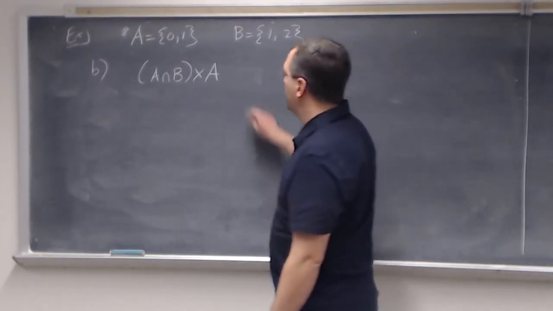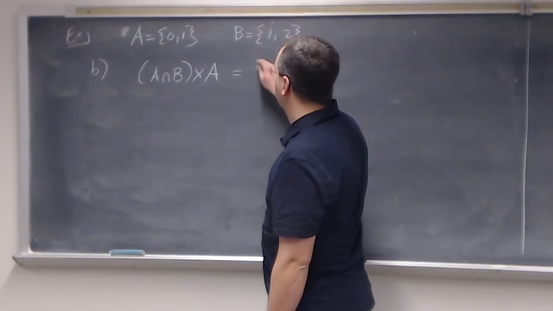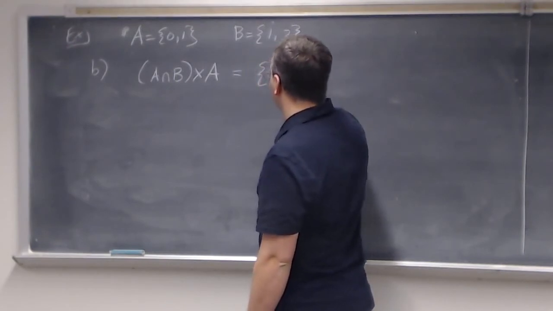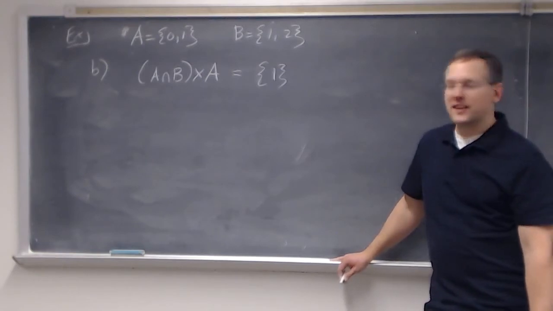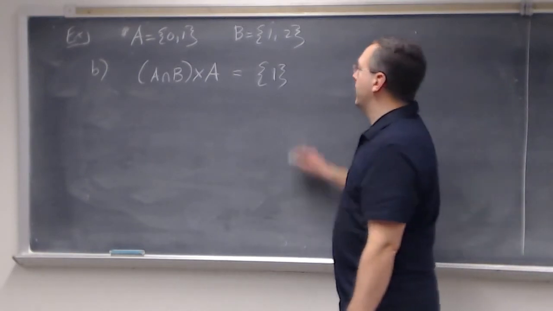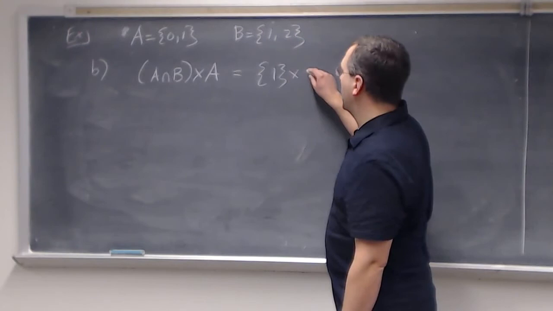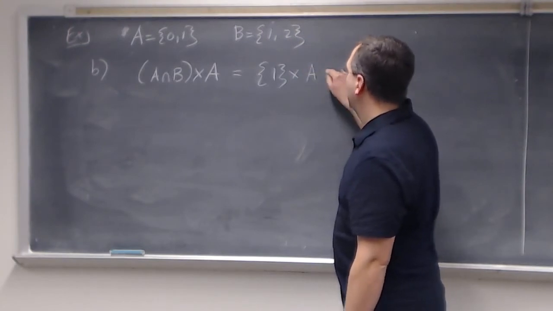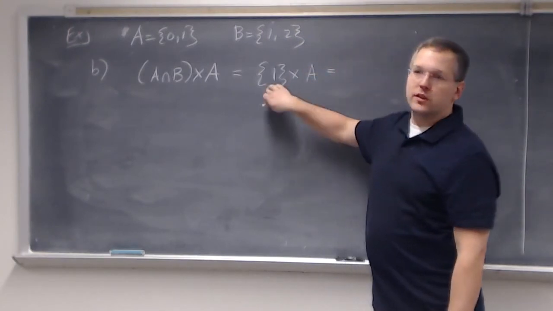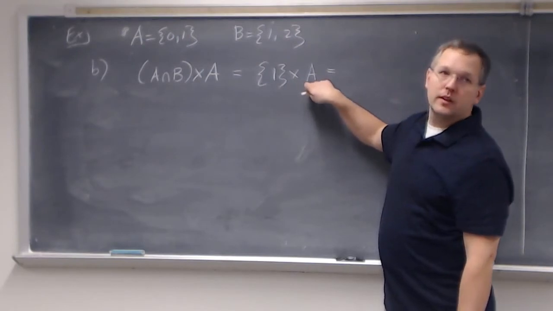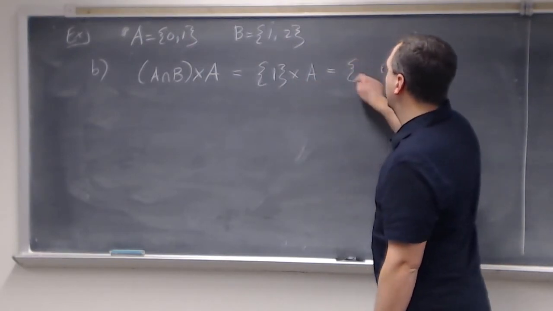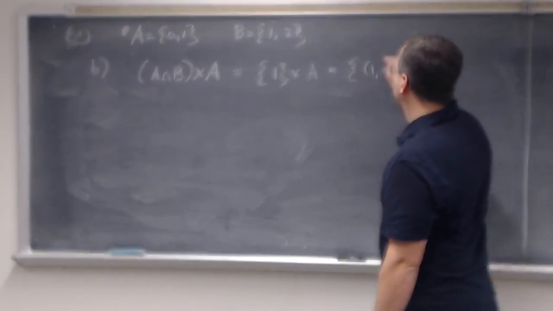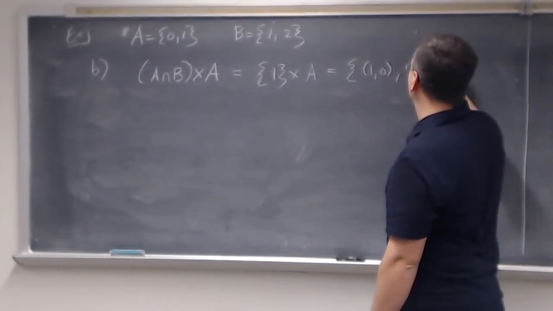What is A intersect B? Just the set containing the number 1. That's what you meant, right, when you said 1? The set containing the number 1? Okay, and then you take the cross product of that set and A. This is going to look like ordered pairs where the first element is 1, the second coordinate is an element of A. So this would look like (1, 0), (1, 1).